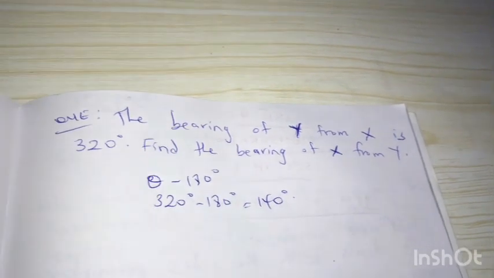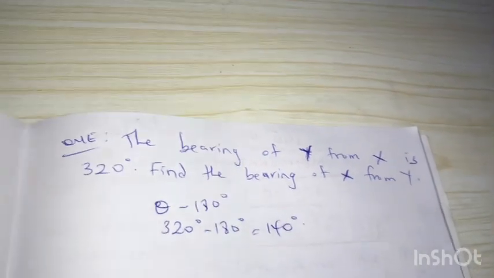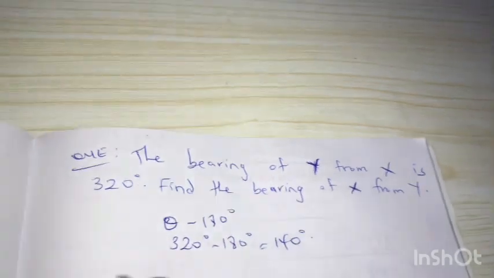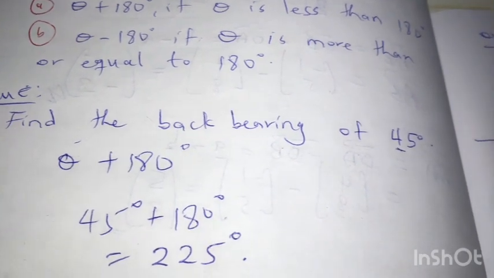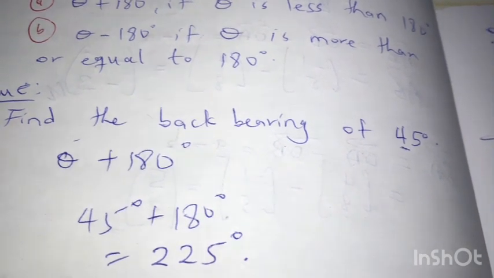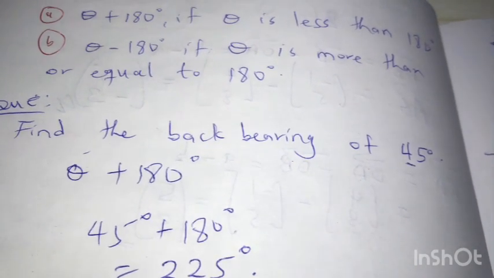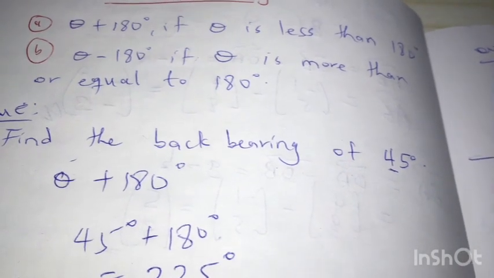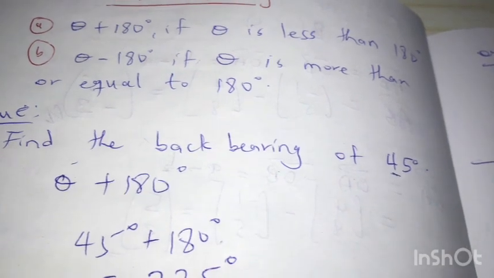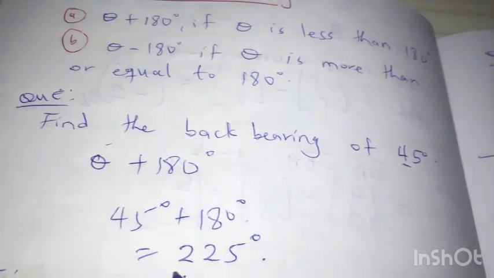So now let's see something here. Let's draw a diagram for this. But before that, I would like to draw the diagram for this one. So let me create a very good question. The bearing of A from B is 45 degrees. Find the bearing of B from A. And we solved it here. So the bearing of B from A is 225.